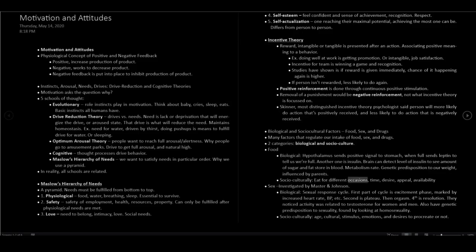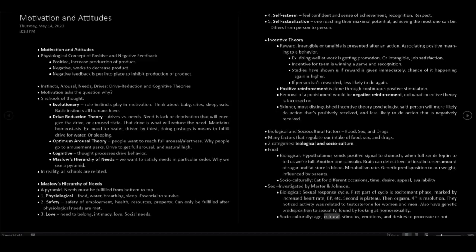Socioculturally, we eat for different occasions, time, desire, appeal, availability. Sex was investigated by Masters and Johnson. Biological: the sexual response cycle. The first part is the excitement phase, marked by increased heart rate, blood pressure, etc. Second is plateau. Then orgasm. Fourth is resolution. They noticed activity was related to testosterone for women and men. There is also a genetic predisposition to sexuality, found by looking at homosexuality.